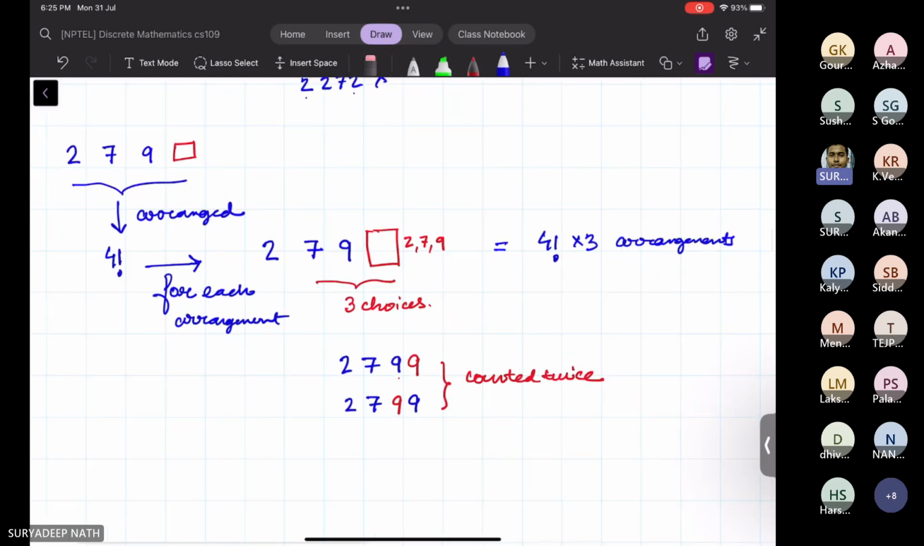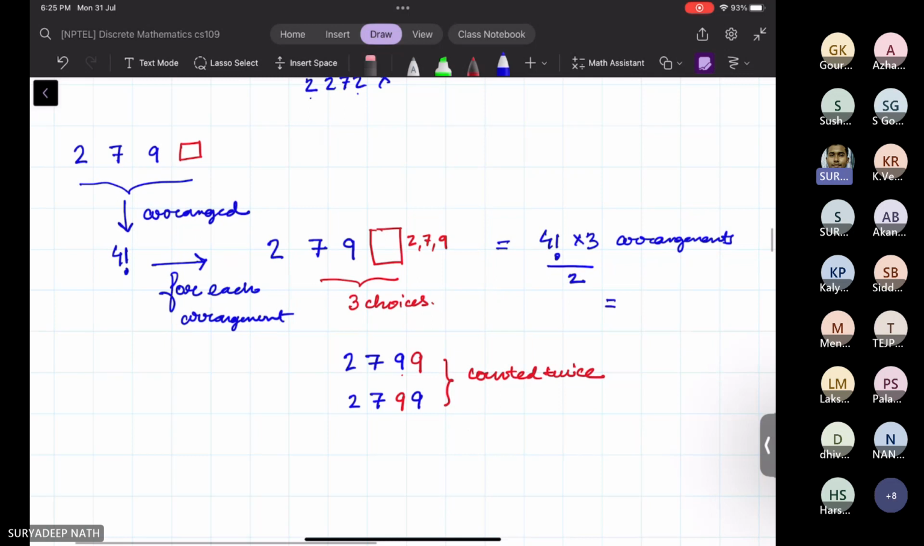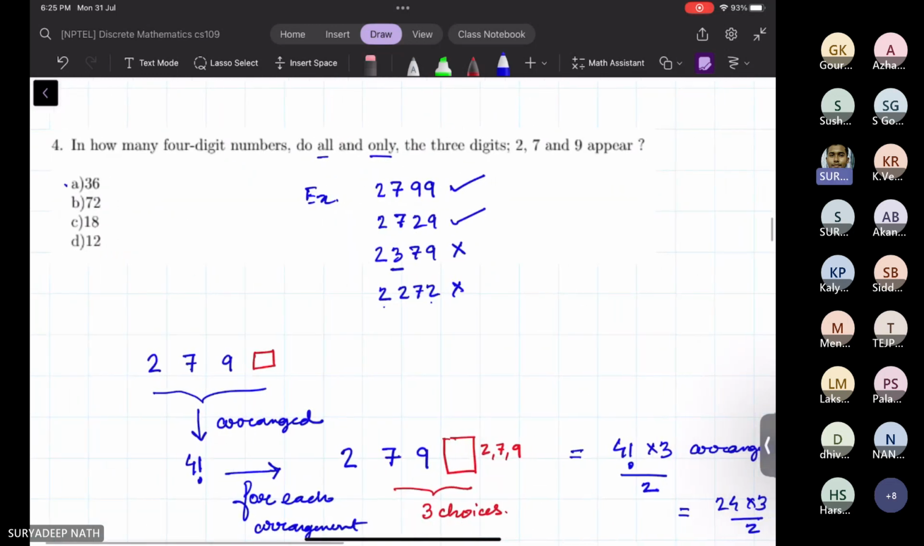So the total number of arrangements would be if we divide it by 2. So this would give 4 factorial is 24 into 3 over 2, that is 36. So the right answer for this question is 36.